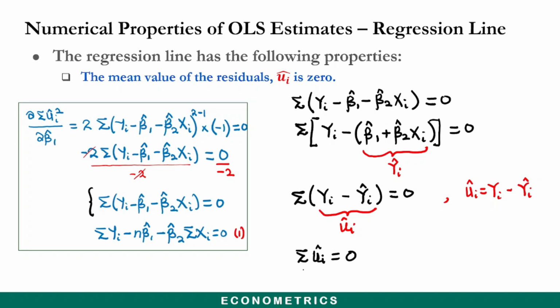If you divide the left-hand side by n and the right-hand side by n in order to calculate the mean of the residual, you will end up getting ui hat bar, which happens to be the mean, on the left, and that equals 0 divided by n, which is simply 0. So we also find out that the mean value of the residuals equals 0.